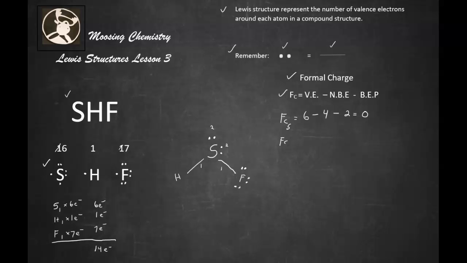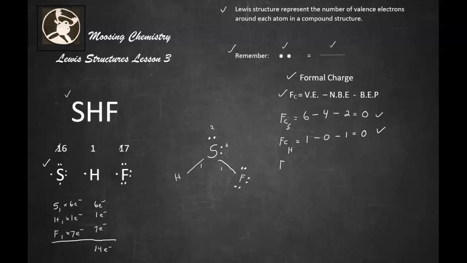Let's look at the formal charge for H next. H comes in with 1 valence electron. Non-bonding electrons, nope, they're all used up. And like I showed you earlier, this H has 1 bonding pair. So that gives me also a 0. This is looking really, really good.